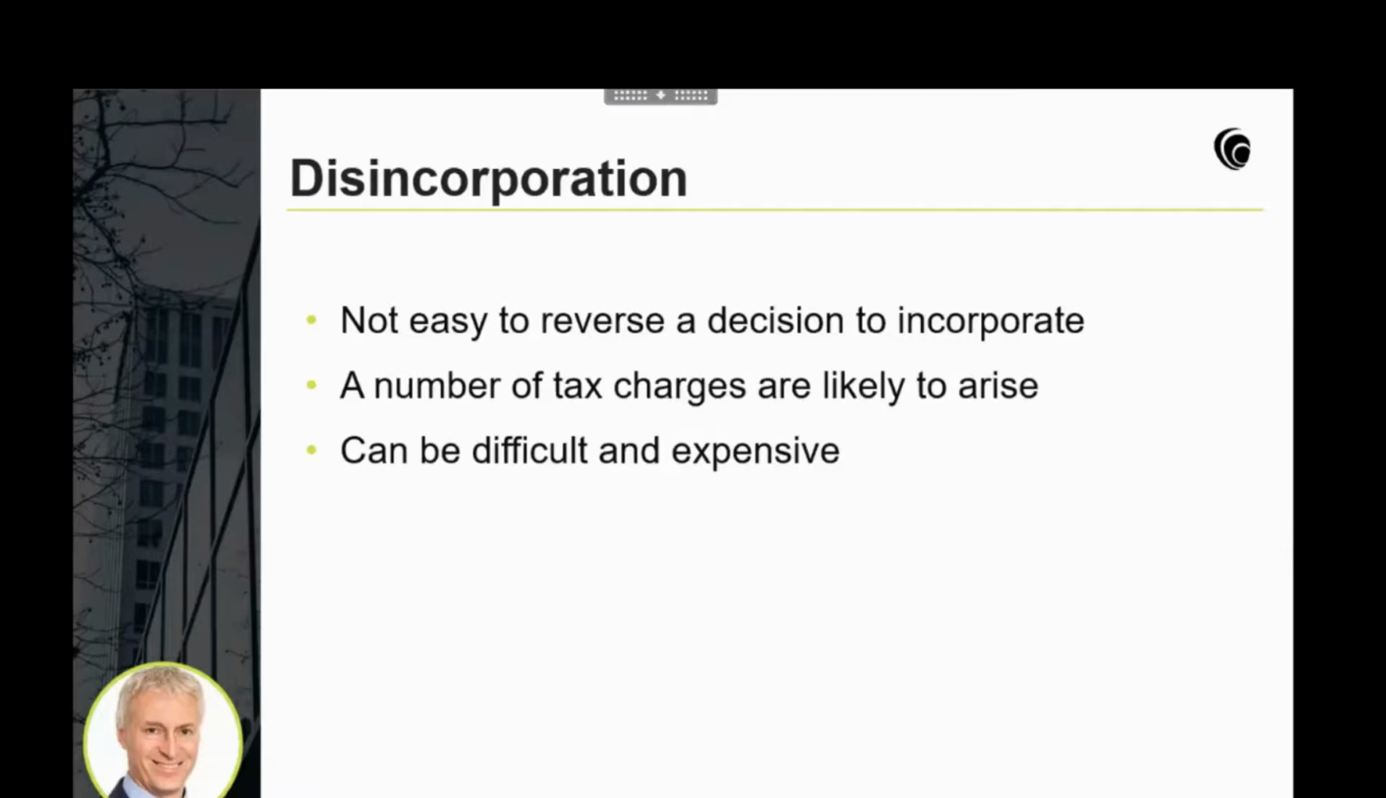So I think in essence, one of your decision points when incorporating is remember that it's a one-way bet. Once you're in the company, you stay in the company largely until you ultimately sell the company. You can take things out, but there are tax consequences, and that's what I'm trying to get across there. If we go on to the next one, James.